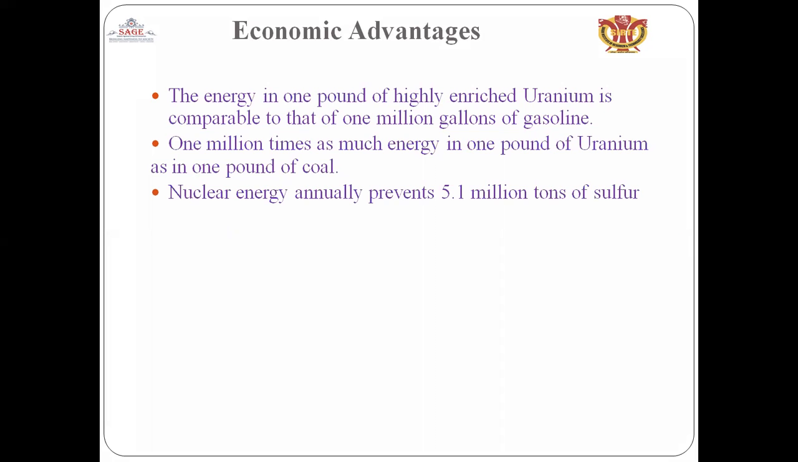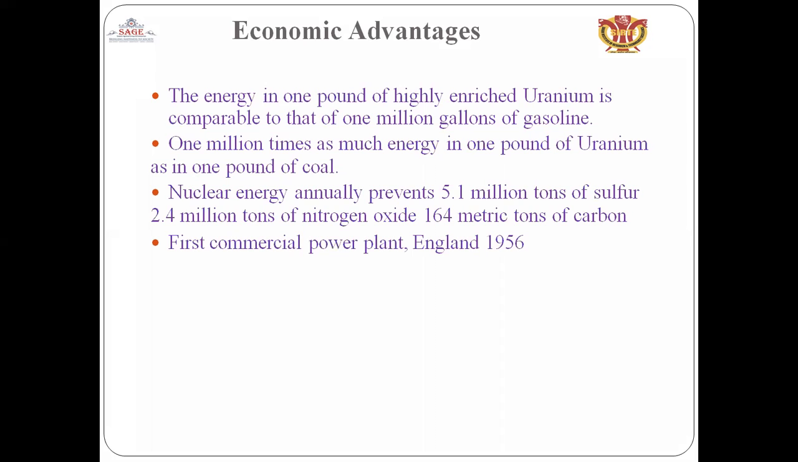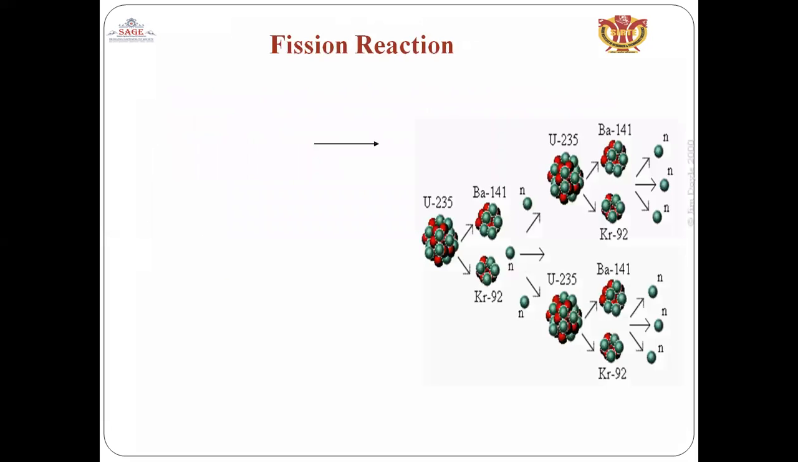Nuclear energy annually prevents 5.1 million tons of sulfur, 2.5 million tons of nitrogen oxide, 164 metric tons of carbon. It saves, or rather we should say it prevents them, does not let them be exposed anywhere. The first commercial power plant was in England in 1956. 17% of the world's electricity is from nuclear power.